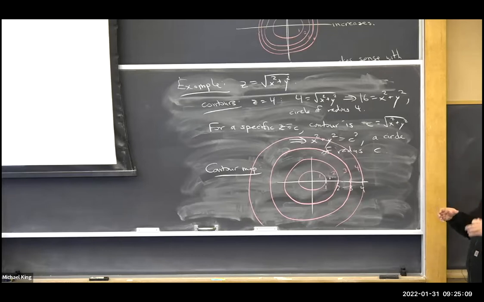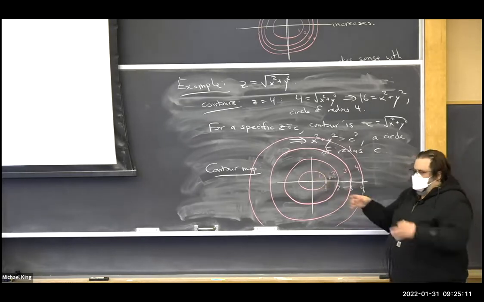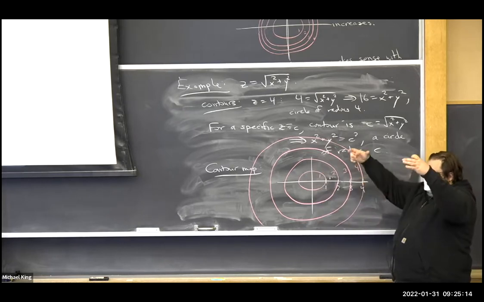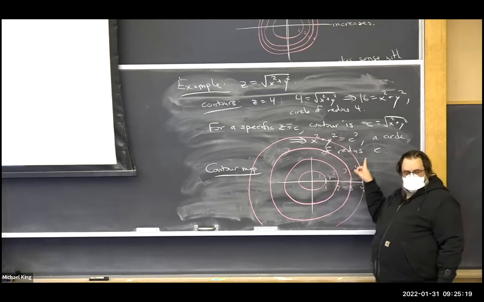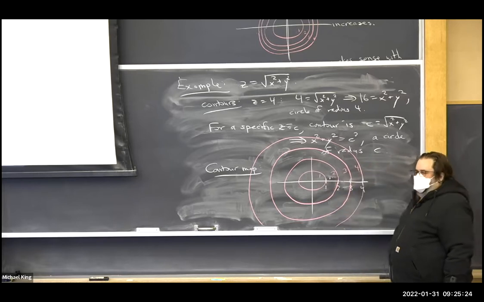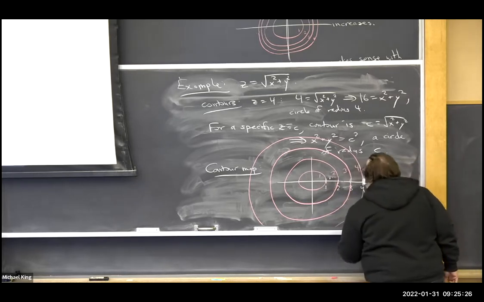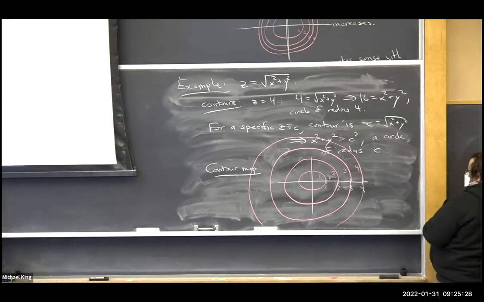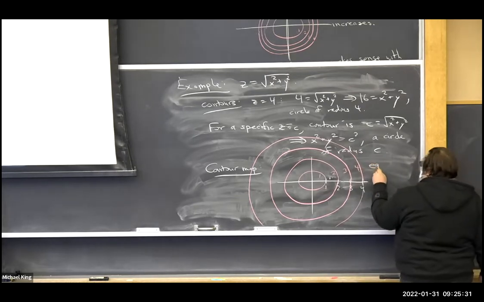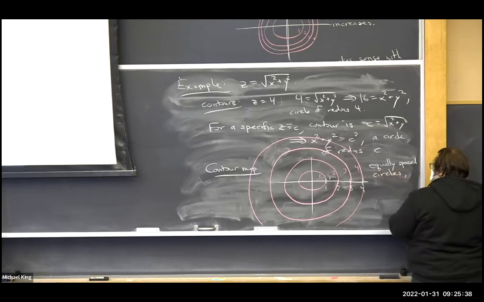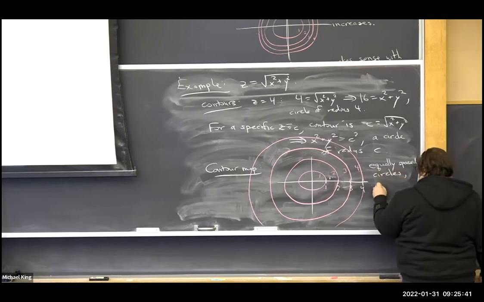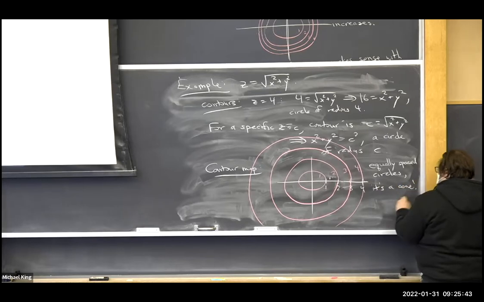And remember, these are at height. This is a circle of radius 1 at height 1, radius 2 at height 2, radius 3 at height 3. You can kind of see it. And as you go away from the origin, you're increasing at the same rate all the time because the spacing is all the same. And so in fact, yeah, it's a cone. Equally spaced circles. It's a cone. Can you see it?